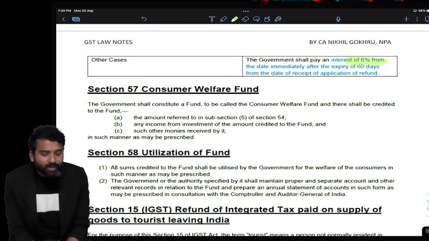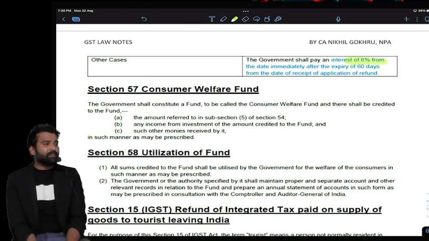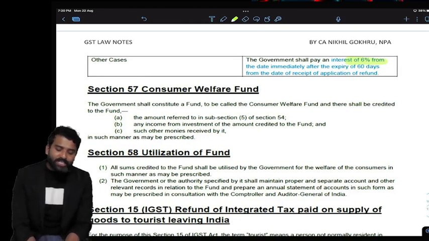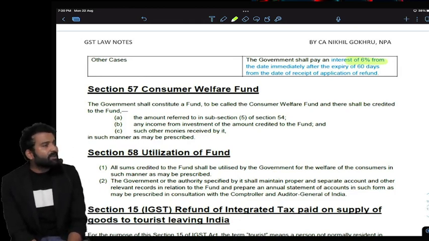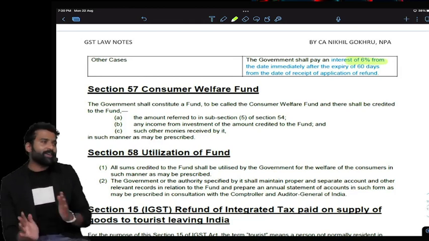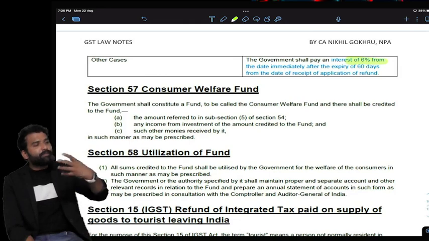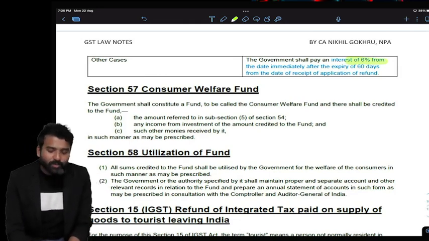If the excess tax paid is not claimed as a refund, then it will be transferred to consumer welfare fund, and consumer welfare fund will be used only and used only for the welfare of consumer. The name already suggests the purpose of the consumer welfare fund. It will be used only for the welfare of the consumer. So unclaimed refunds are actually transferred to consumer welfare fund.